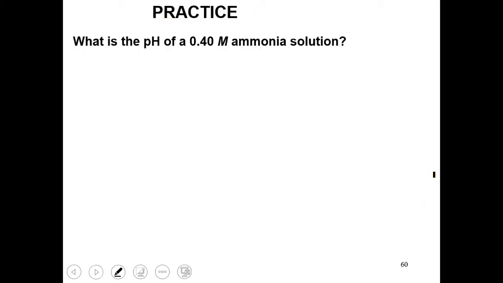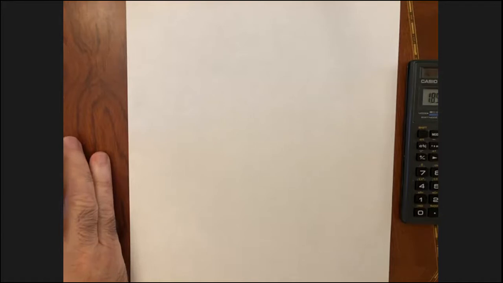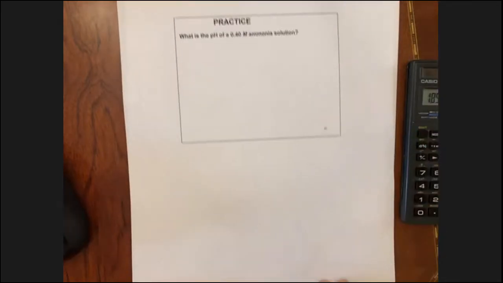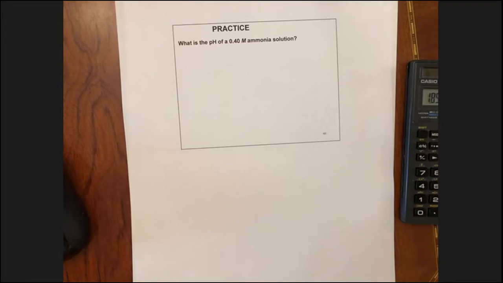All right, so what we're going to do now is we're going to solve a problem. So we're going to go back to our paper. We're going to find out what is the pH of a solution that is 0.40 molar in ammonia. All right. So we're going to come back over here to our guy. Over here. Okay.